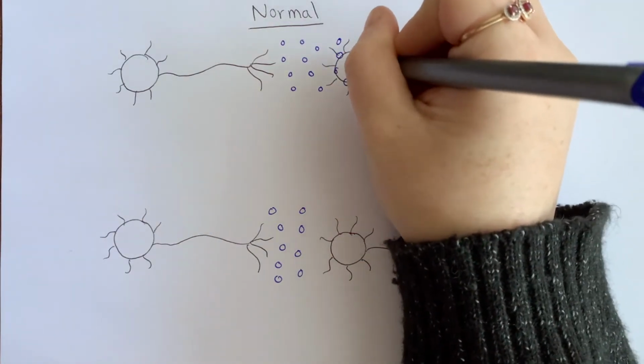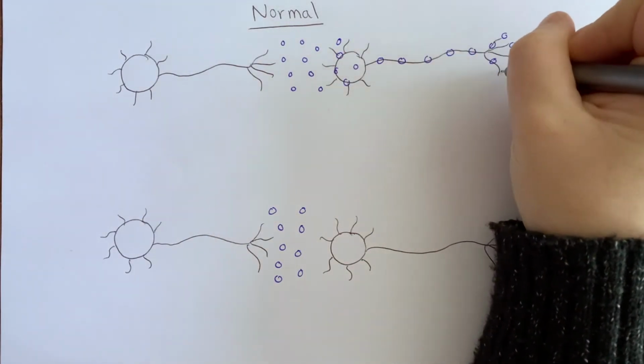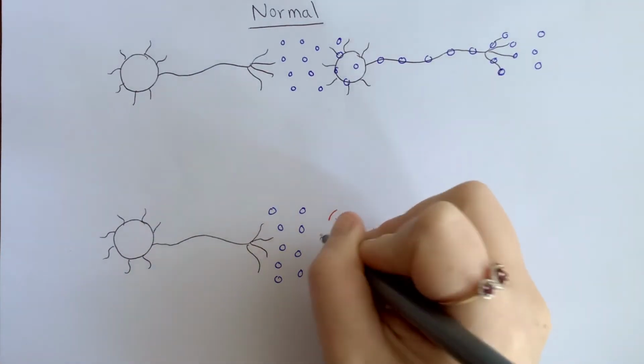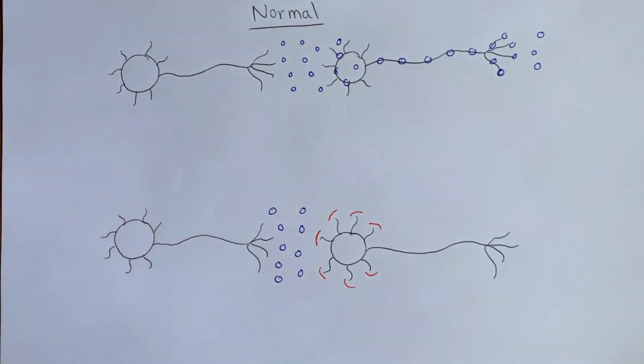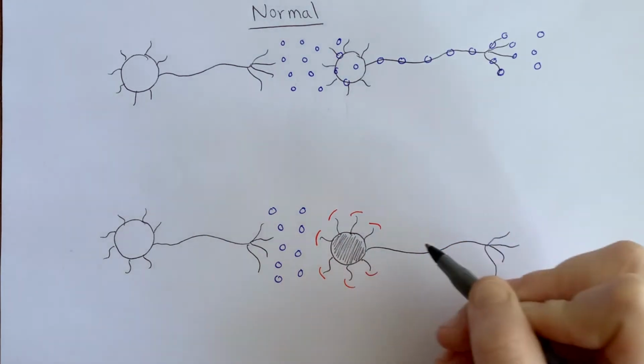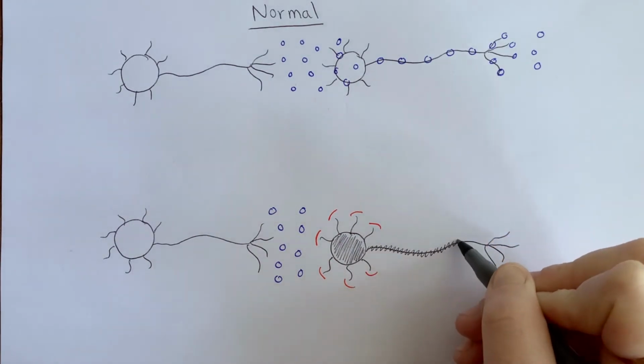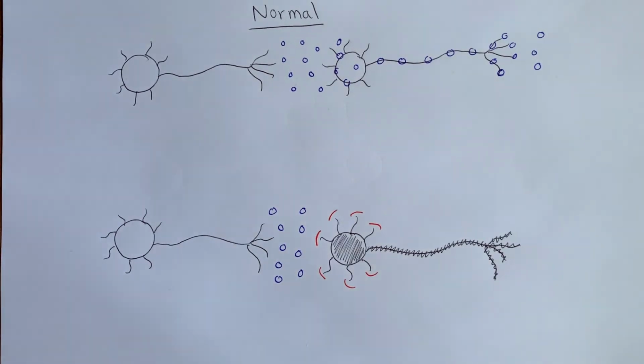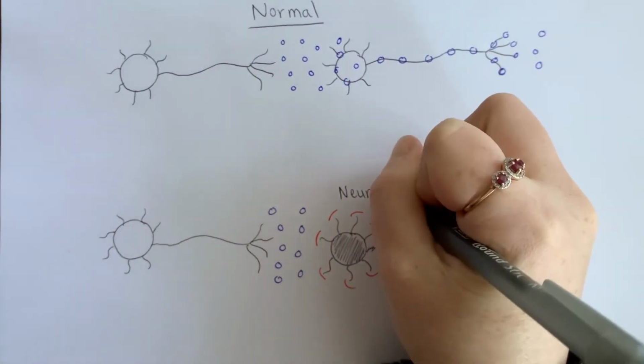For the normal situation, the signaling molecules will easily flow between two neurons and will make these new connections. On the other hand, we have the second neuron that will not want to receive these signaling molecules. This will cause the death of the neuron, which is known as neurodegeneration.